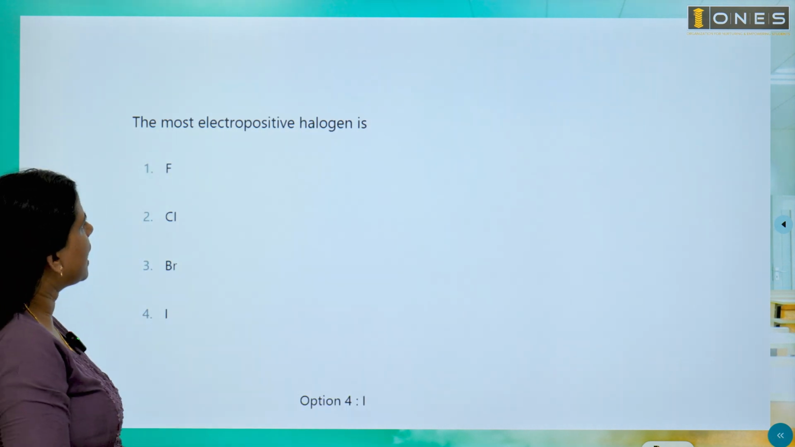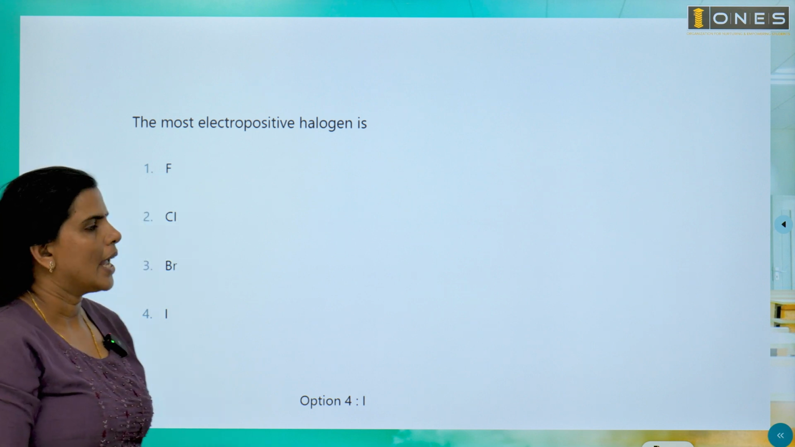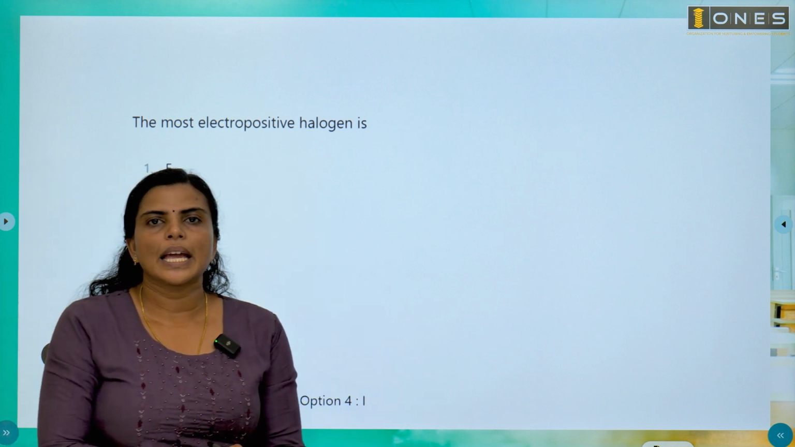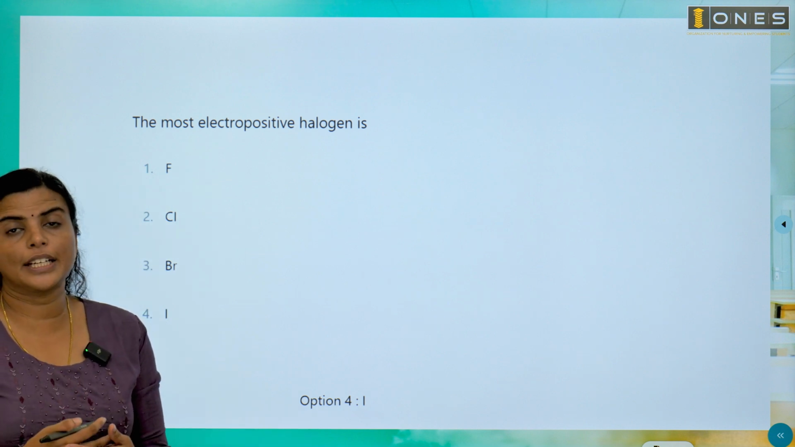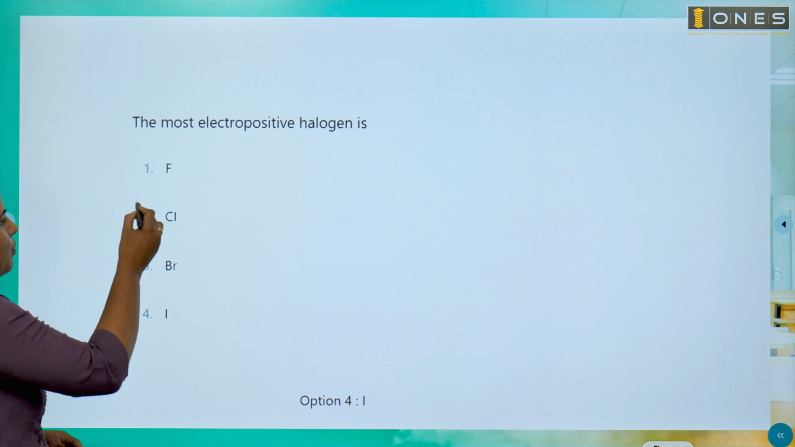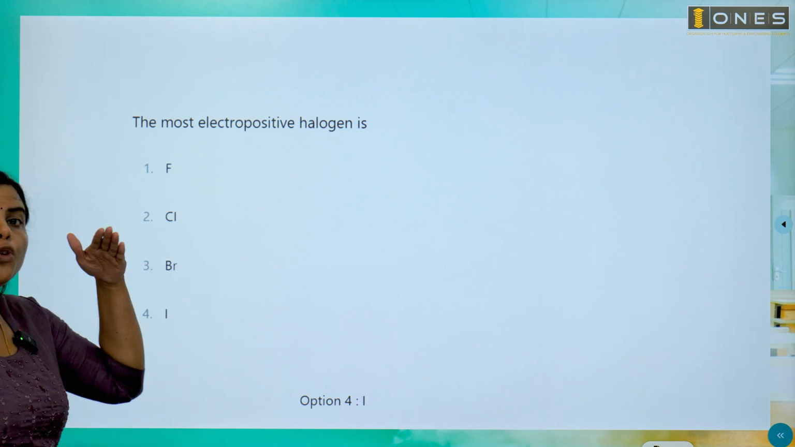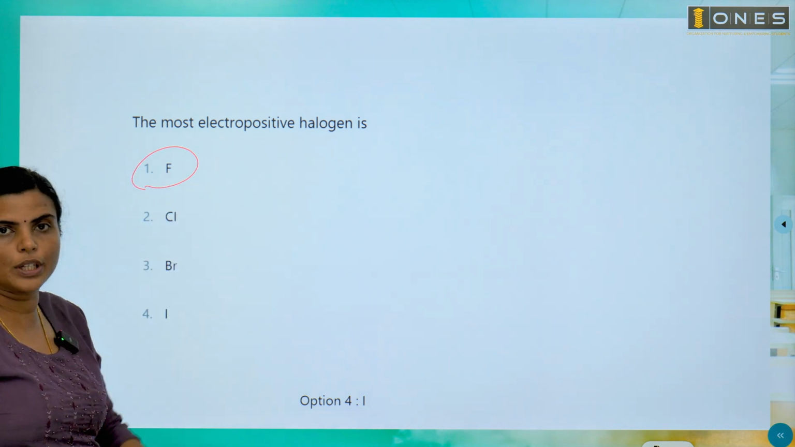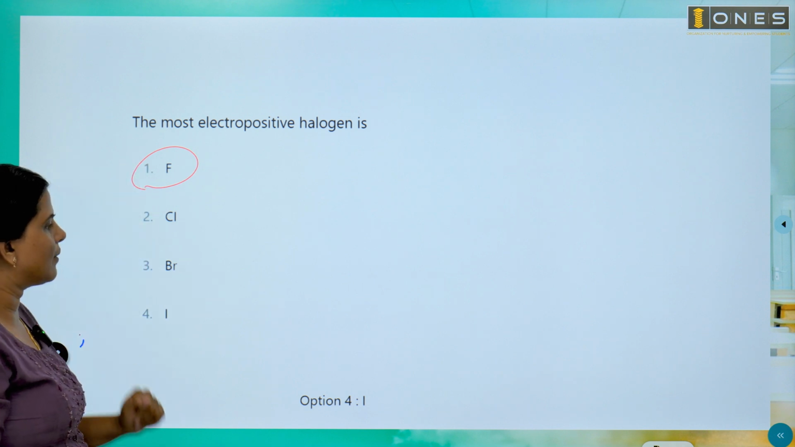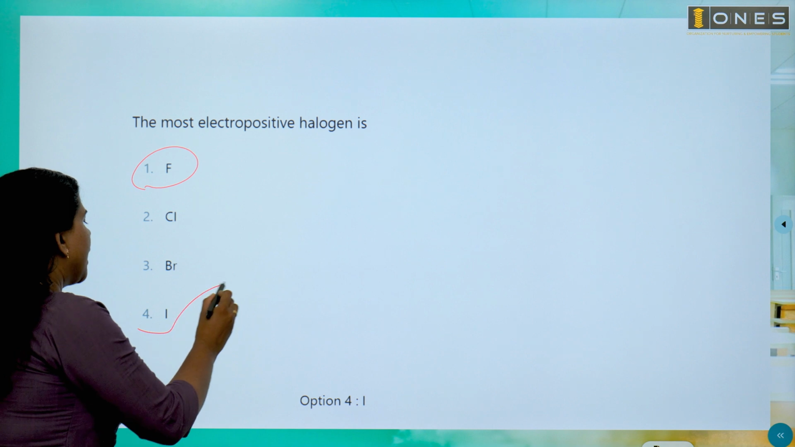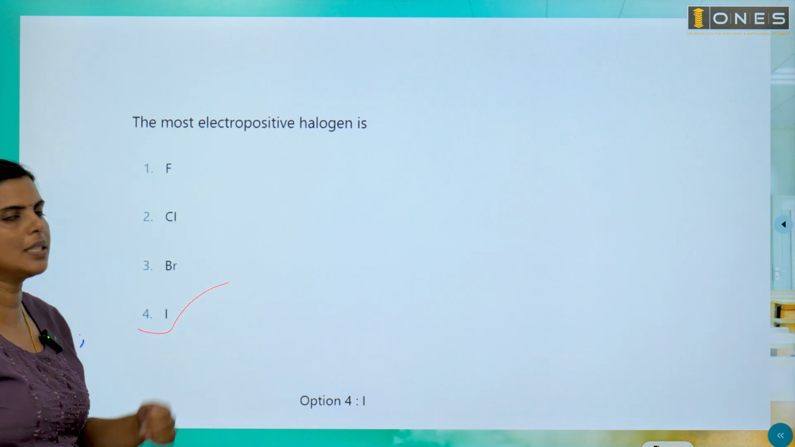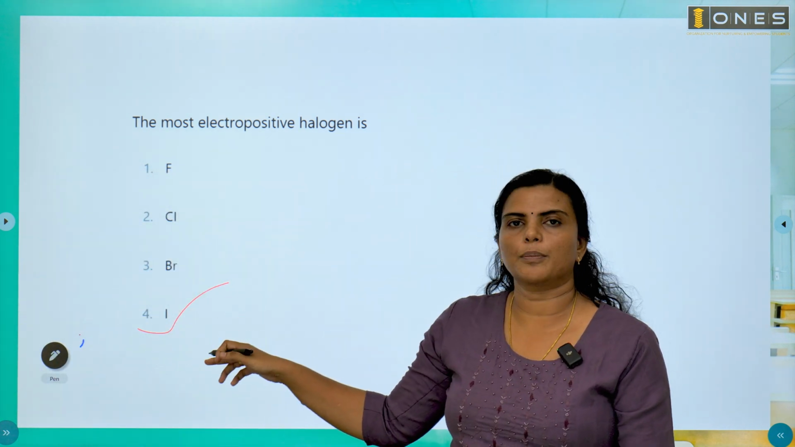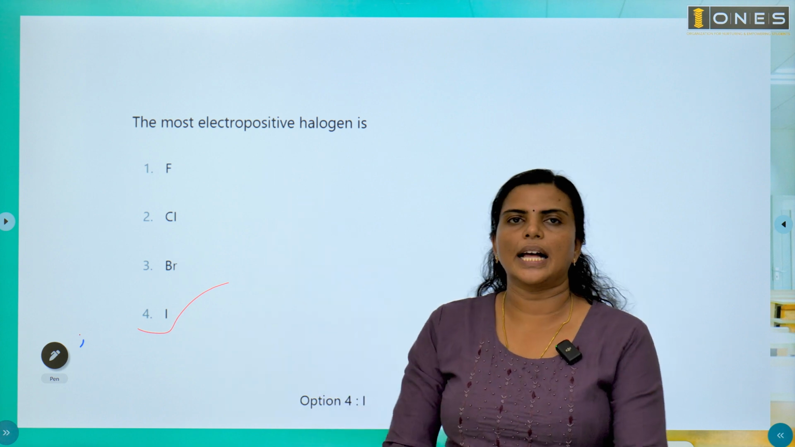Next question, the most electropositive halogen is. The question asks which halogen is the most electropositive. We know P block elements have the highest electronegativity. Here the options are P block elements: fluorine, chlorine, bromine, iodine. So fluorine is the most electronegative element. Out of this 17th group, the electropositive one is iodine. Fluorine is the most electronegative, and the question asks electropositive, so the answer is iodine.